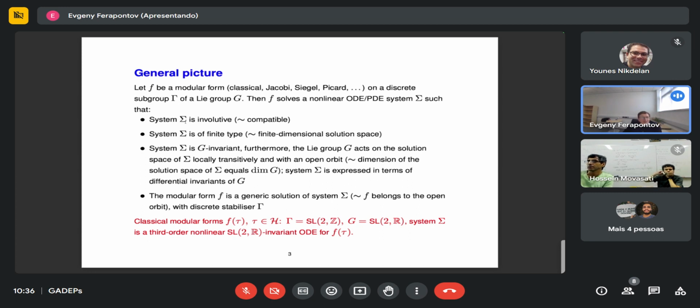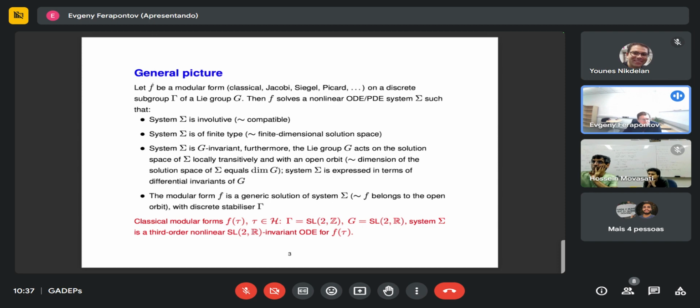Then the system sigma must be invariant under the Lie group capital G. This means that the group G acts on the solution space of the system sigma. So in fact, it's a symmetry group of the system. It takes solutions to other solutions. And furthermore, the following property must be satisfied: the dimension of the Lie group G is equal to the dimension of the solution space of sigma. In other words, the action of G on the solution space has an open orbit.